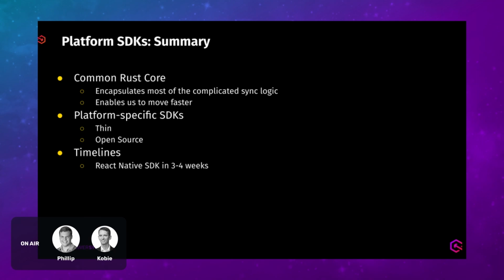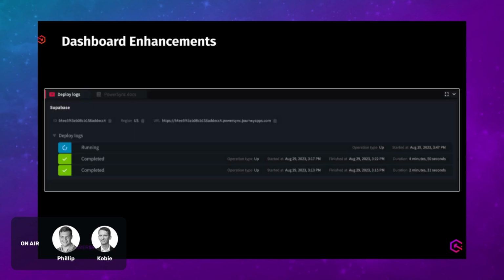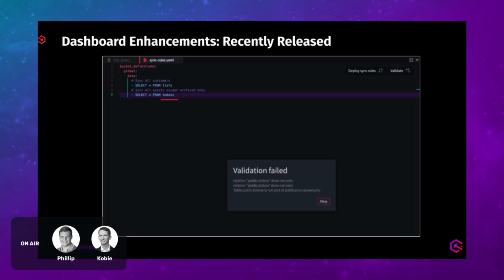What I'll be covering next is some of the recently released enhancements we made to the dashboard. One of the big things that we added are deploy logs. So when you update connection details or update your sync rules and you deploy those, you can see those in the deploy logs panel. We've also added validation.